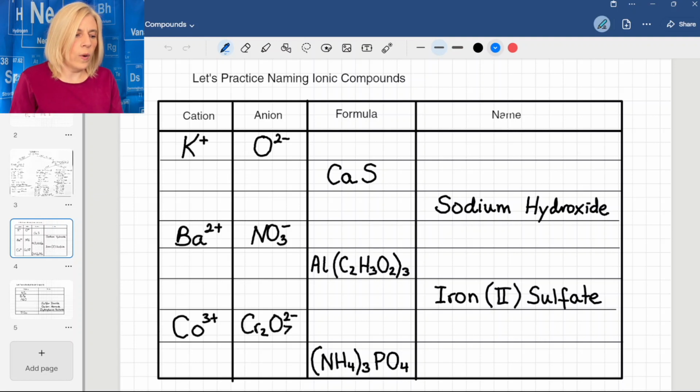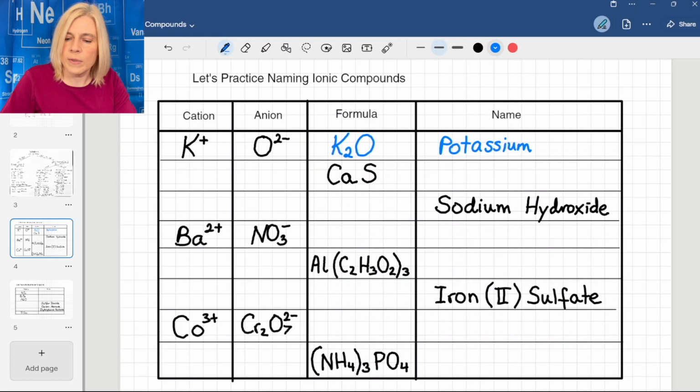So if we have one potassium with a +1 charge, and oxygen with a -2 charge, the formula for this has to be 2 potassiums, K2O. And what's the name? Well, this is our ionic compound. Remember, it's single cation, so it will be the same name. So it will be potassium. And if it's a single element as your anion, we drop the ending and add ide. So oxygen becomes oxide.